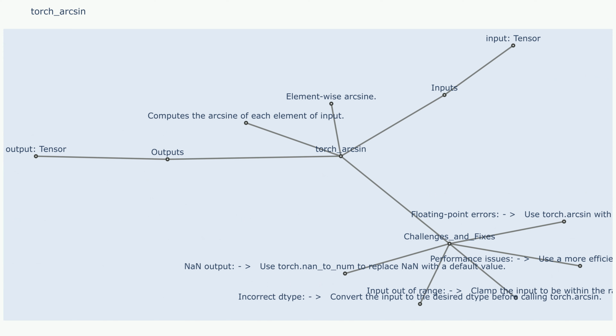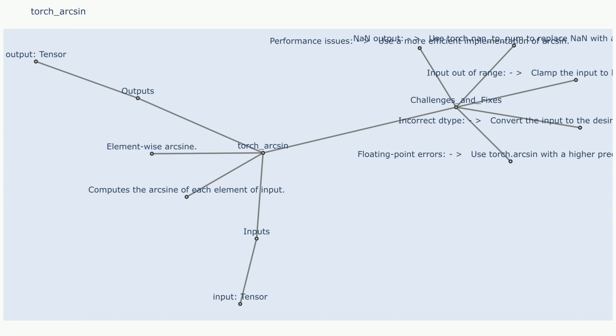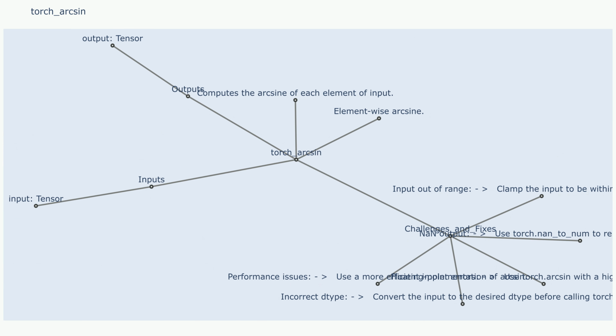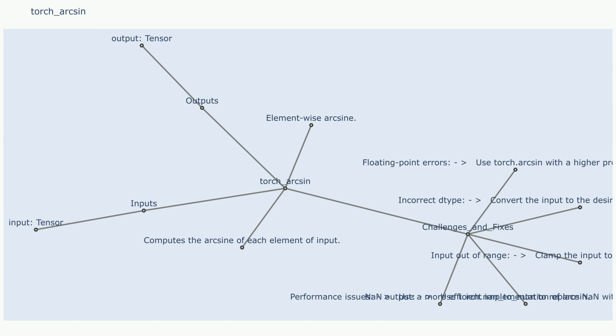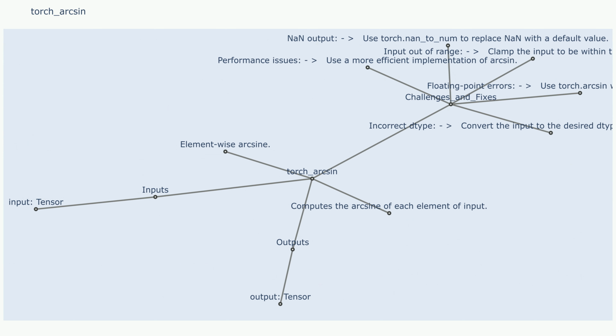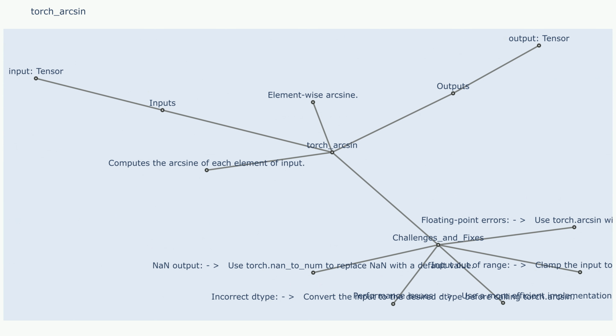The function iterates through each element in the input tensor. For each element, it calculates the inverse sine using the underlying math library. The result is stored in the corresponding position in the output tensor. Challenge 1: input values outside the range -1 to 1. The arcsine function is only defined for values between -1 and 1. If the input contains values outside this range, the function will raise an error.